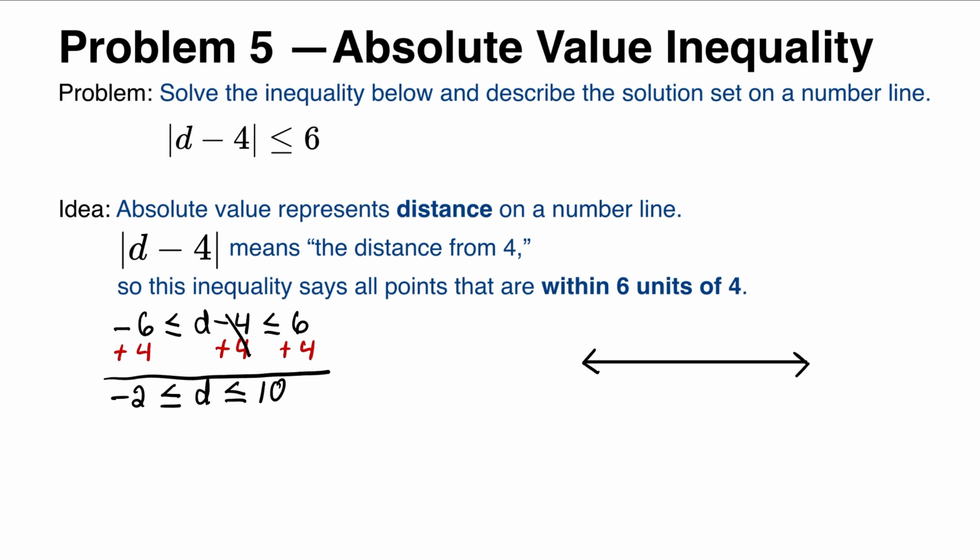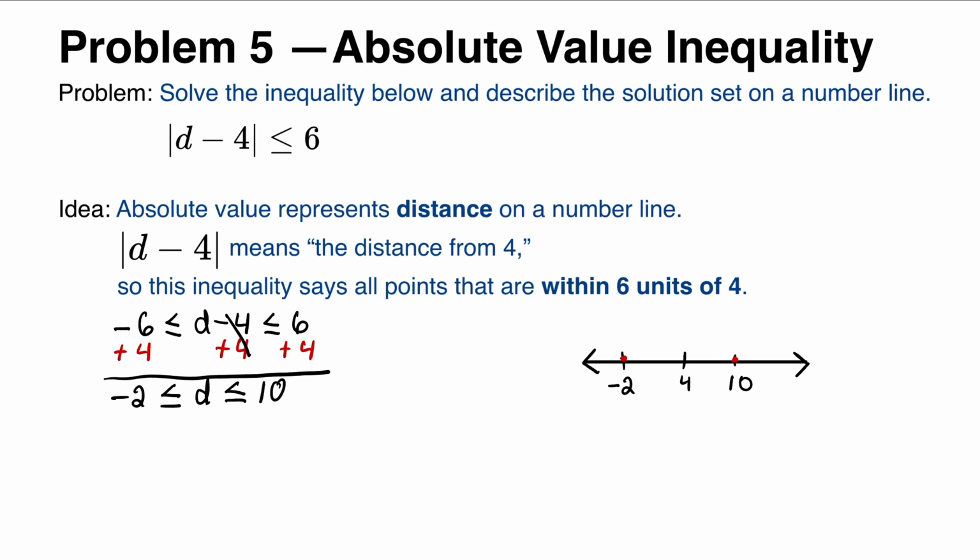Now let's show this on a number line. So I'm going to mark key points here. So I'll say -2, +4, and +10. Now, since we're working with less than or equal to, I'm going to place solid dots on -2 and +10. So -2 and +10.